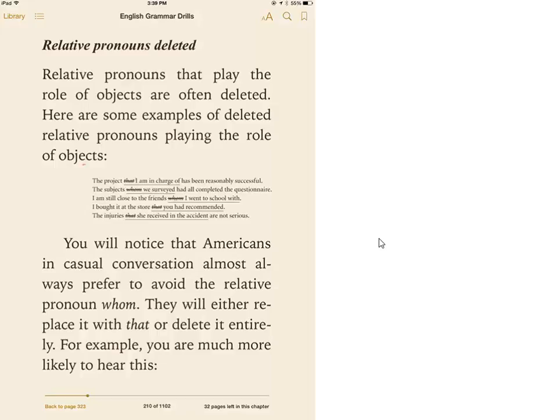Okay, welcome back. Last time, in the last video, we talked about the differences between conversational and formal uses of relative pronouns. Let's make this a little smaller. We talked about the differences between who, whom, and that. In conversations, we almost always use that instead of who or whom.